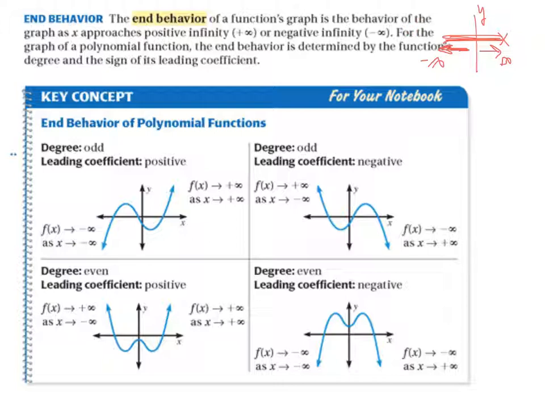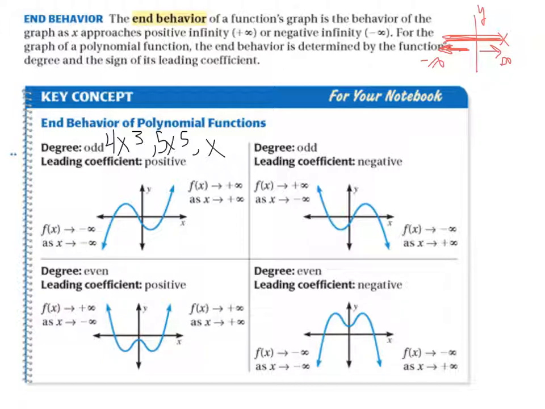So moving on. For the graph of a polynomial function, the end behavior is determined by the function's degree and the sign of its leading coefficient. So what is happening to the y, the up-down, as x approaches this and x approaches that? So let's look at it. When we have an odd degree, that means we are x cubed or x to the fifth or x, right? When our leading coefficient is positive, we have like a 4x. It doesn't matter. It just has to be positive, the leading coefficient.